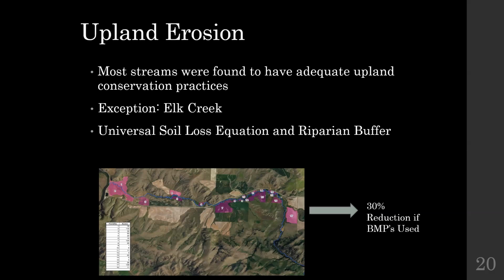Then by changing what the crop cover would be if BMPs were in place, or the width of the riparian zone would be, the amount of reduction in erosion could be estimated. And this was estimated to be potentially 30% of the erosion could be reduced if BMPs were put in place for Elk Creek.